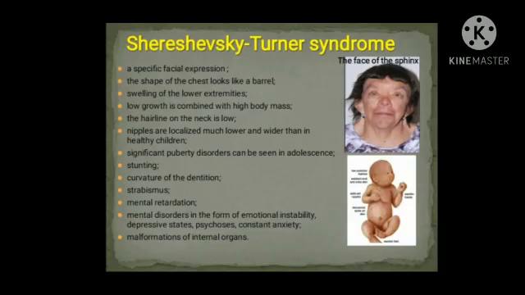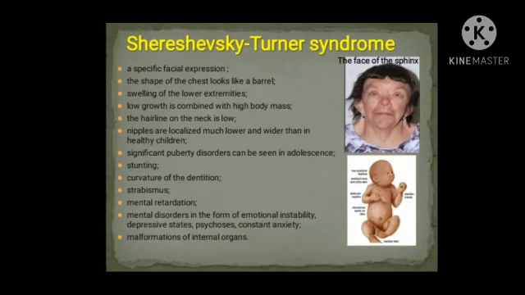Swelling of the lower extremities. Low growth is combined with high body mass. The hairline on the neck is low. Nipples are localized much lower and wider than in healthy children. Significant puberty disorders can be seen in adolescents: lack of periods, lack of hair on the pubis and in the armpits, and underdevelopment of the mammary glands.